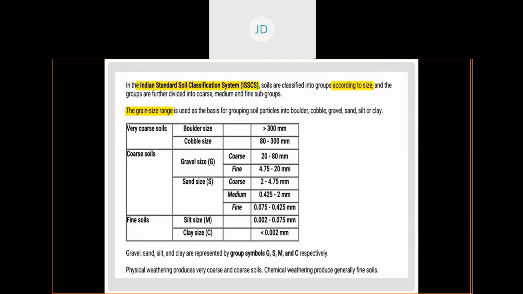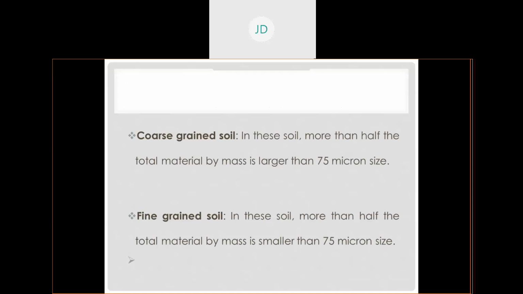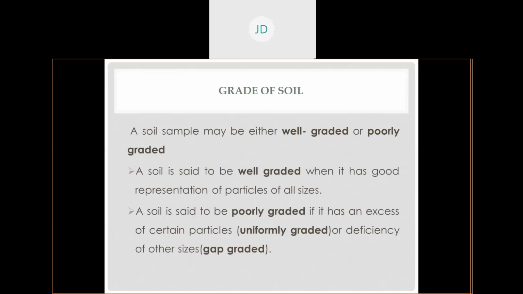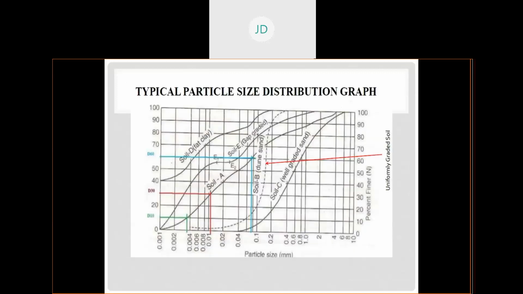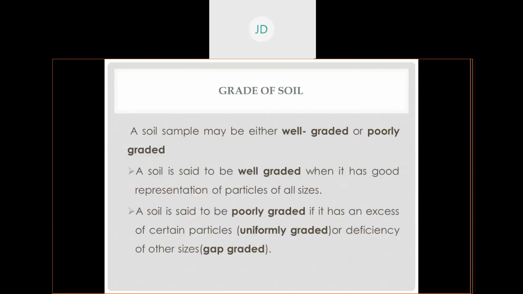So we already discussed classification of soil based on sizes, that is coarse grained soil, fine grained soil. Then grade of soil, different grades of soil. So the main purpose of particle size distribution is to find out the grade of soil. We need to find out whether a soil sample is well graded or uniformly graded or poorly graded, or gap graded. That is our main purpose, and this is found by a particular experiment that can be done in the laboratory.